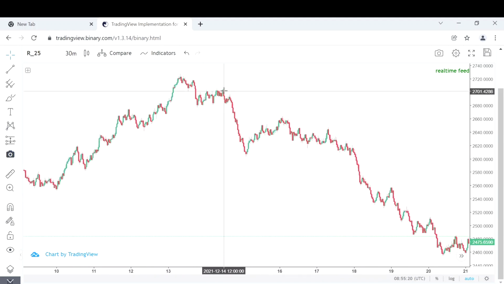Let's say you take a sell at this point now. Where is the best point to exit this trade? The best point to exit this trade is a support zone. Here is a support zone. Are you seeing this point? Here is a support zone. This is the best point to exit a trade.